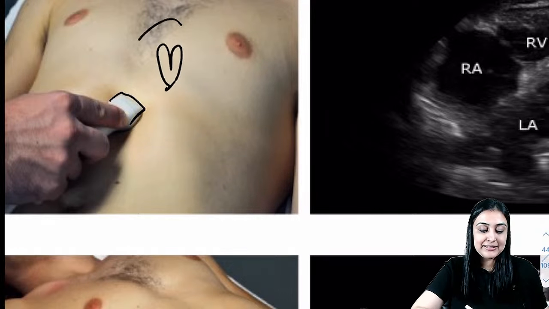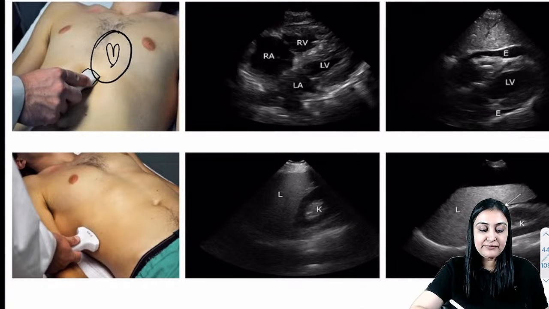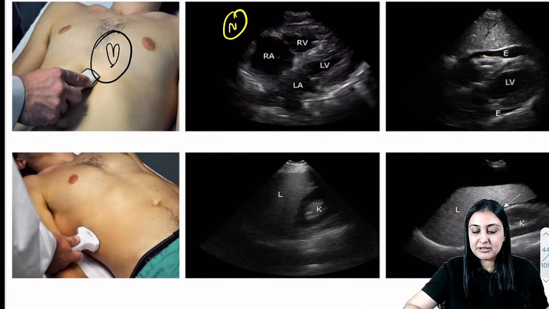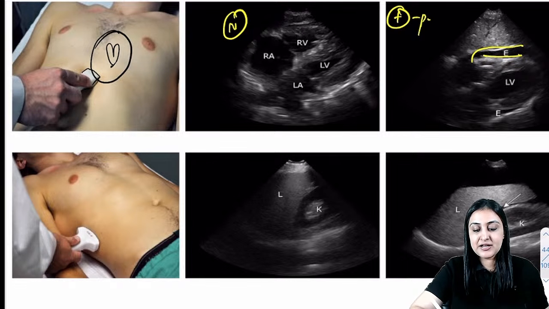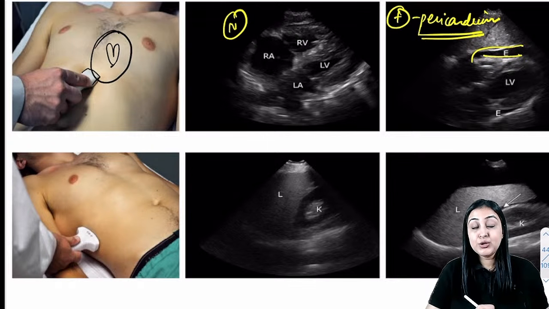So I'm trying to look at the heart and at fluid around the heart. This is a normal FAST wherein I will find that there is no fluid surrounding the heart, but when you see black fluid around the heart, this is FAST positive. There is hemopericardium. So this is pericardial effusion or hemopericardium. Now we look at the abdomen.